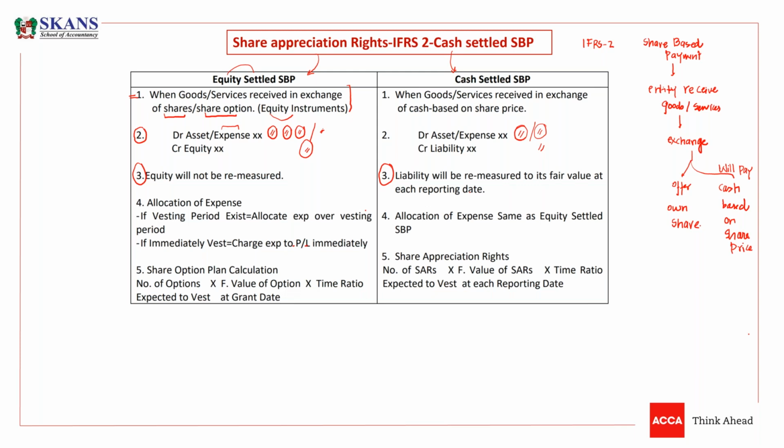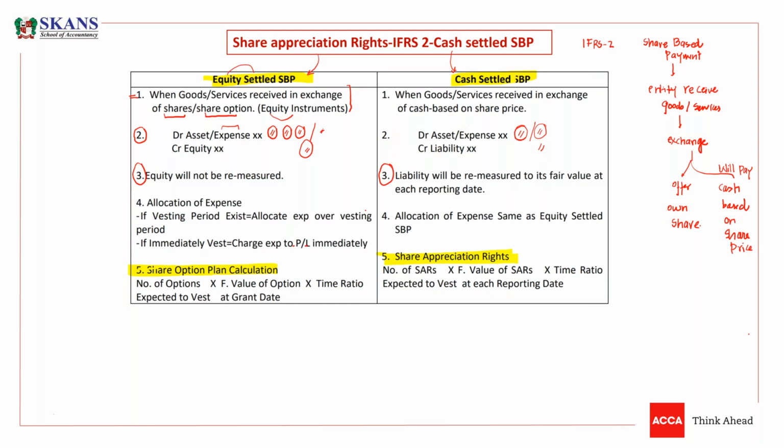Let's have a look at the formula for how to calculate share-based payments. So how do we deal with share-based payments? Listen carefully, guys. The share option plan is the best example of equity settled share-based payment. Share appreciation rights are the best example of cash settled share-based payments.